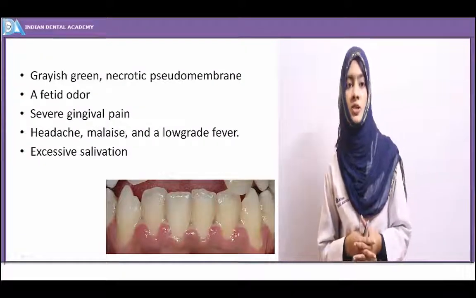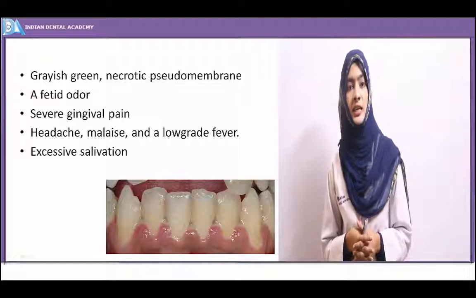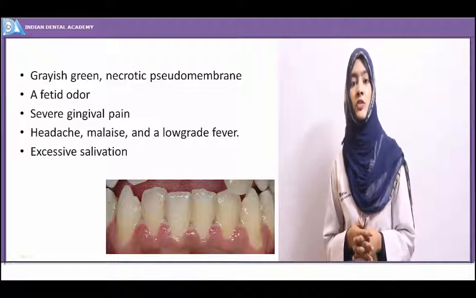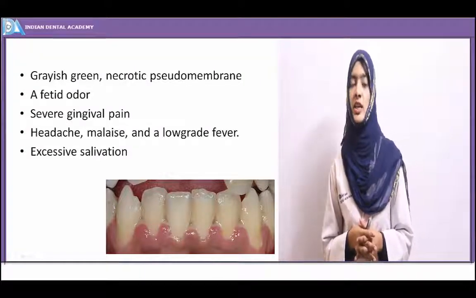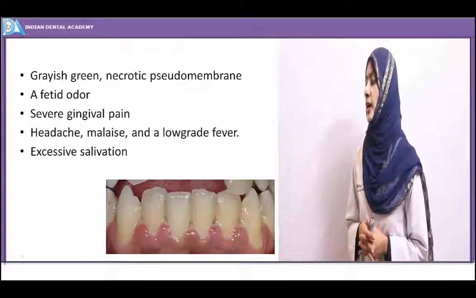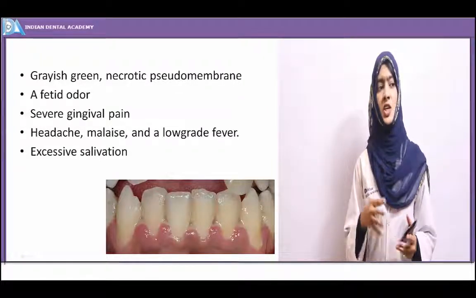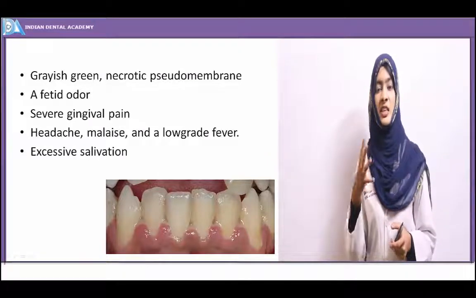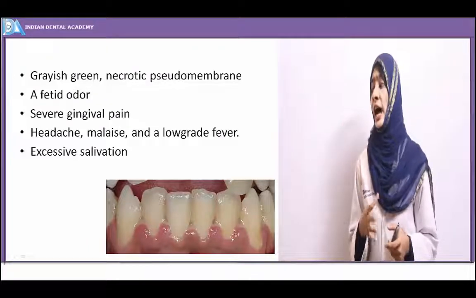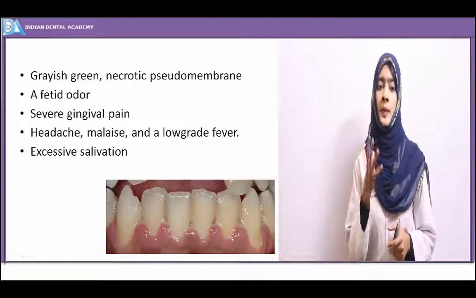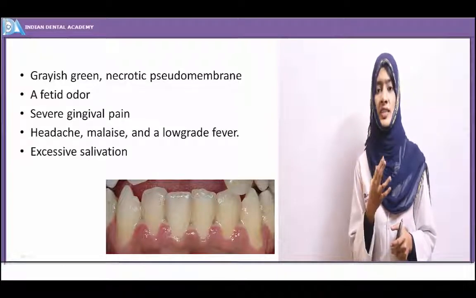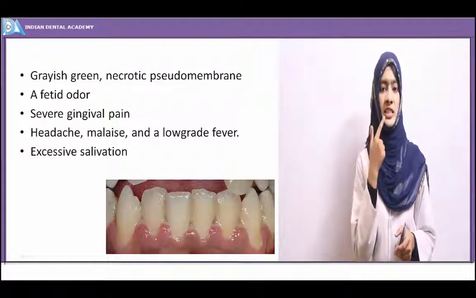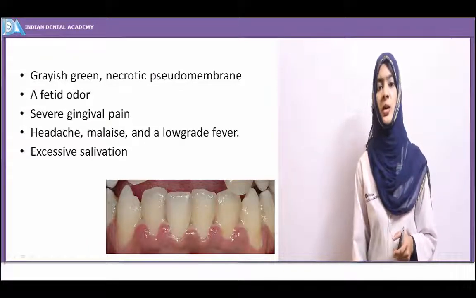Once the inflammation progresses, the epithelium becomes ulcerated and it is covered by a grayish green pseudomembrane. The gingival epithelium is non-keratinized, it becomes ulcerated and is covered by a membrane. And because of the microorganisms, Borrelia vincentii, the individual develops a characteristic malodor, that is a fetid odor. And because of severe gingival pain, the patient will not be able to eat, swallow or masticate food. Whenever you touch the gingival surface, the patient complains of severe pain.